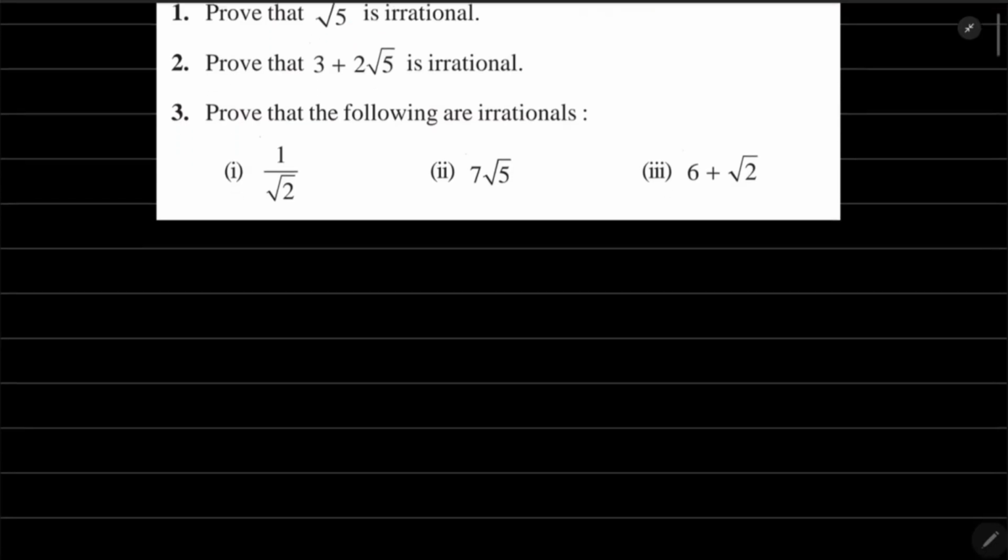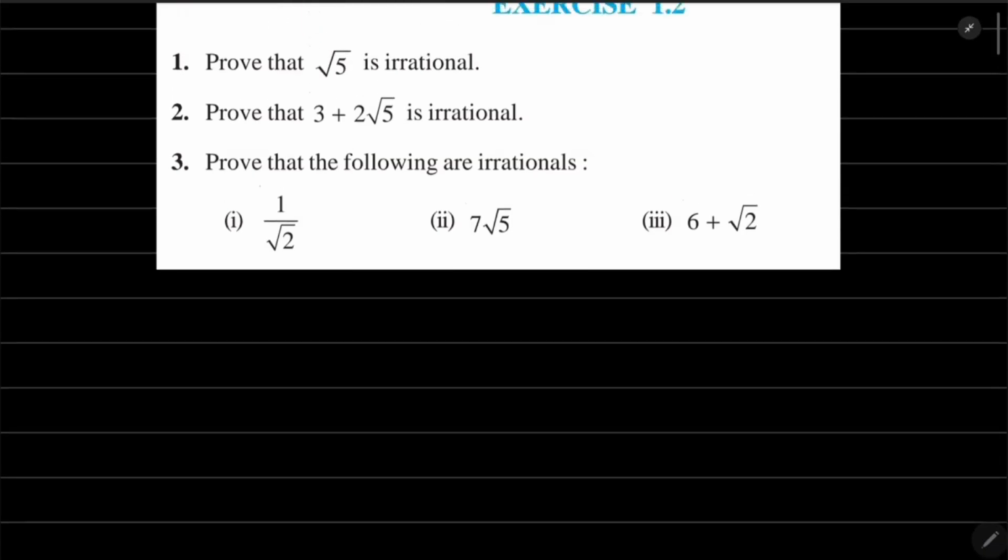So let's go ahead and start. The method that we use to prove that root 5 is irrational is called the contradiction method. Okay, let me go ahead and write this. Contradiction method.